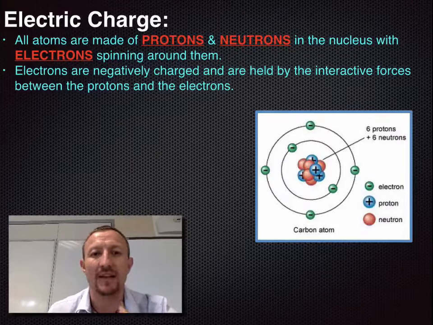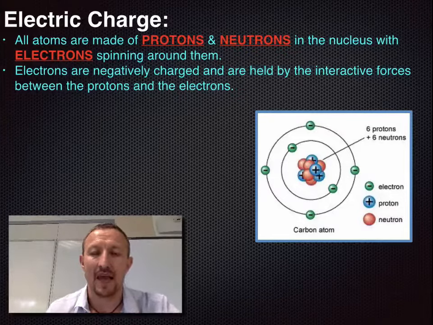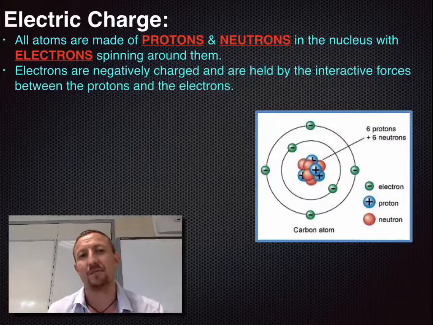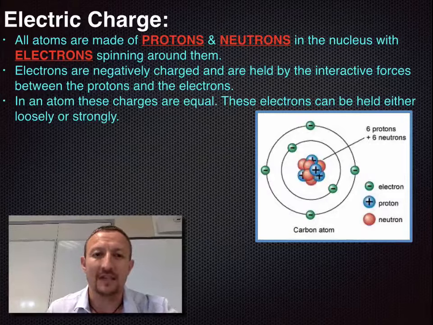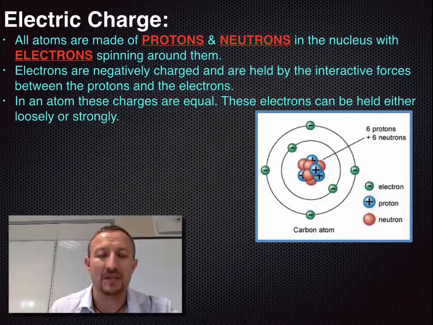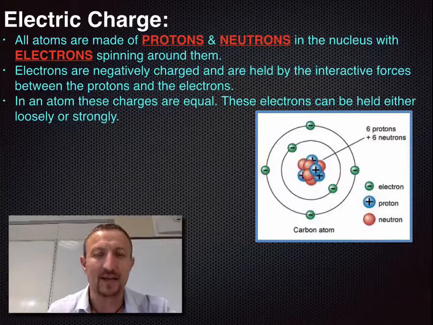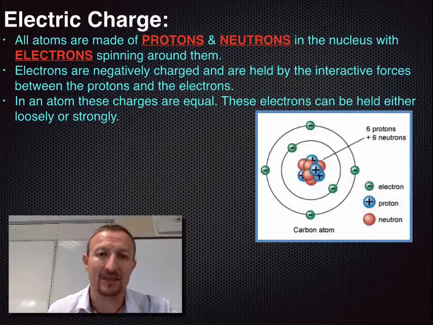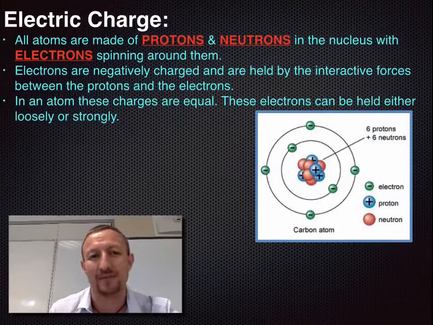Electrons, as we know, are negatively charged and held in place by the interactive force of the protons in the nucleus. So we have this negative and positive charge causing an attraction. In normal cases, these charges are equal. However, as soon as an electron has been lost, we get an imbalance and a positive atom has been generated. Likewise, if we have an extra electron added, we get an imbalance of electrons, so it becomes negatively charged. Electrons can be held either loosely or strongly depending on the type of atom we're dealing with.